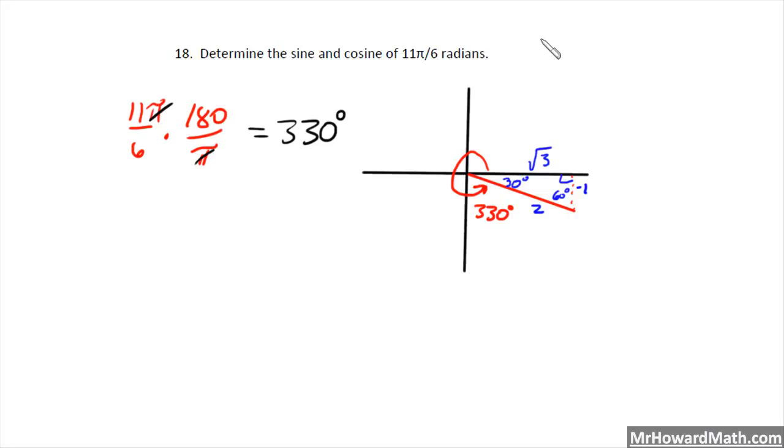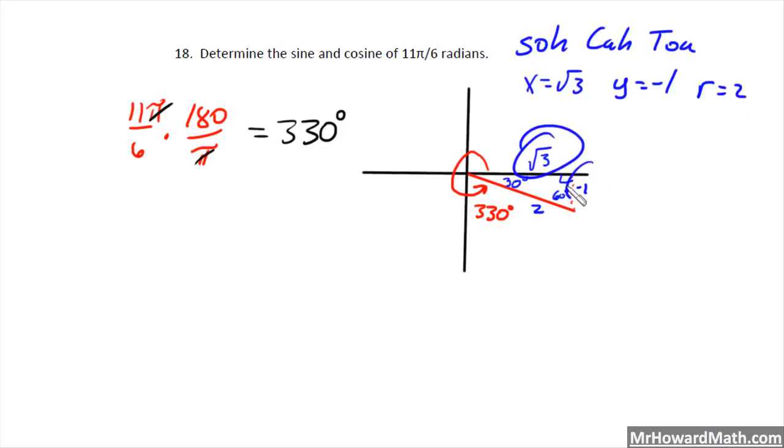You could use SOHCAHTOA here. Sine is opposite over hypotenuse, cosine adjacent over hypotenuse, tangent opposite over adjacent, or you can use x, y, and r. We've done the SOHCAHTOA before in this video earlier on in a problem, so this time we're going to use x, y, and r. So x is square root of 3, y is negative 1, and r is 2 in this problem. There's x, there's y, there's r. So we want to find these two, no problem.